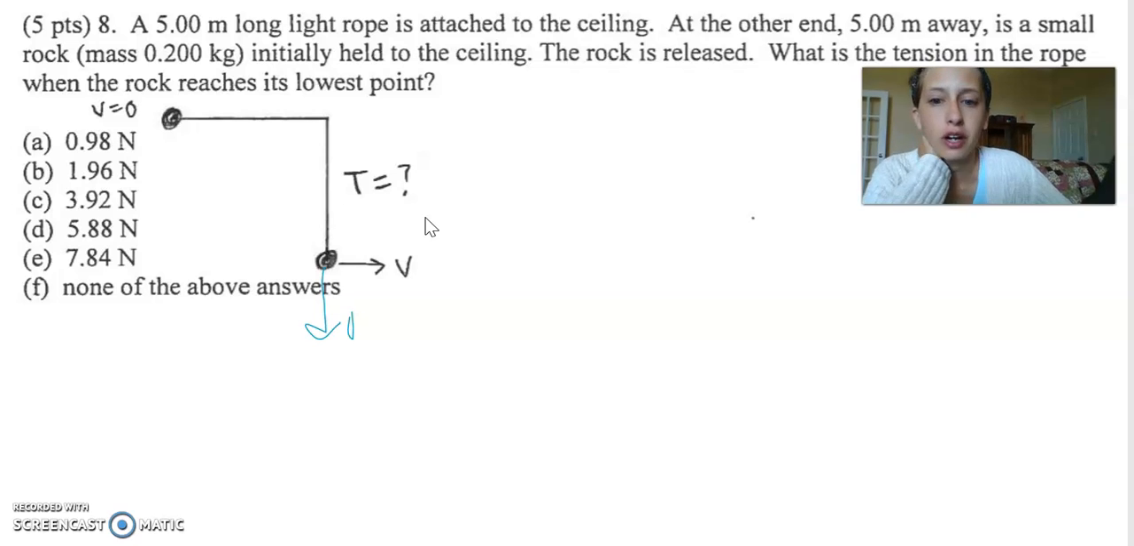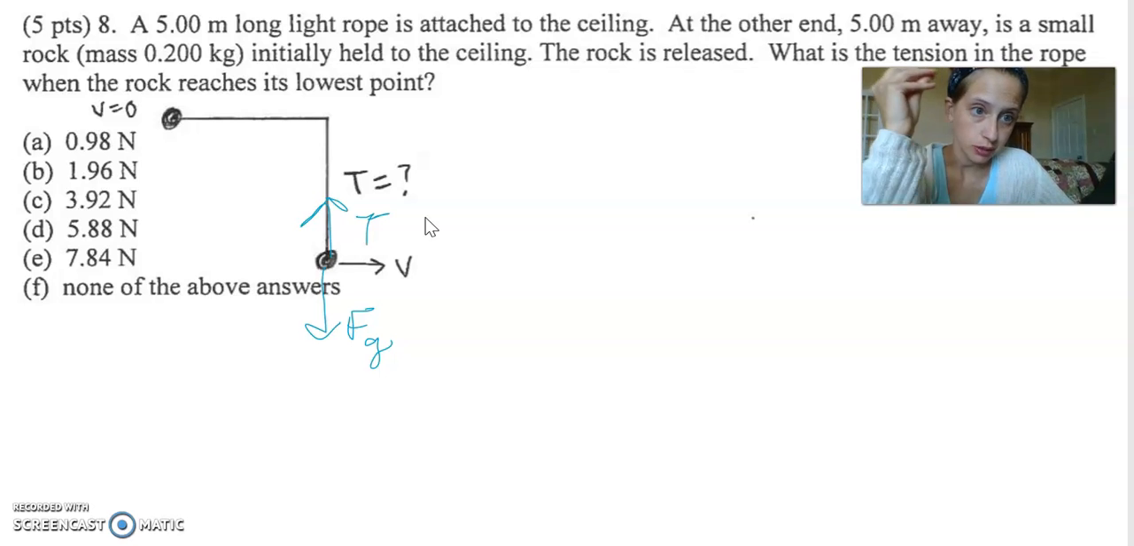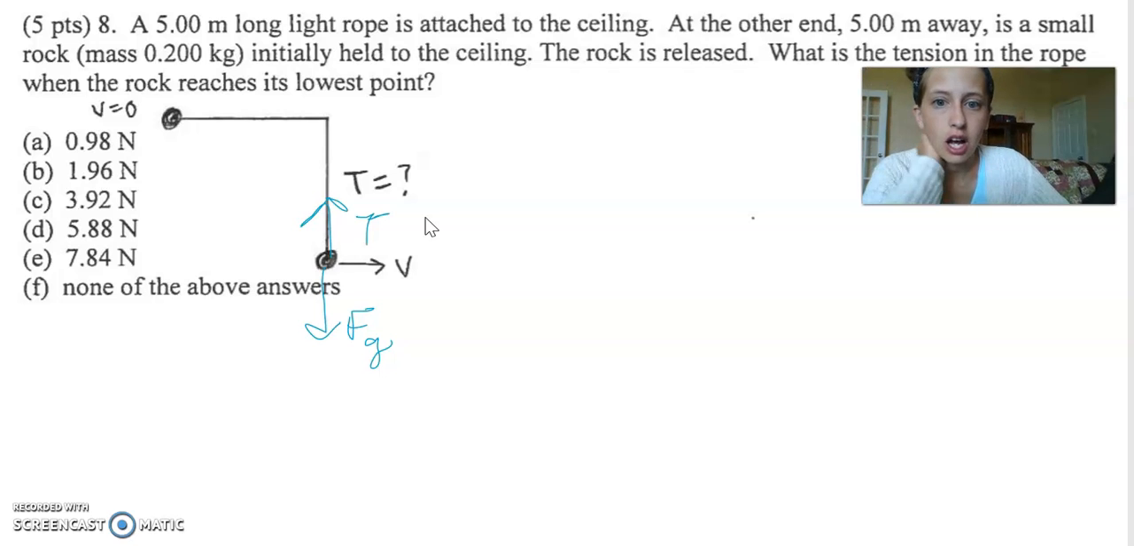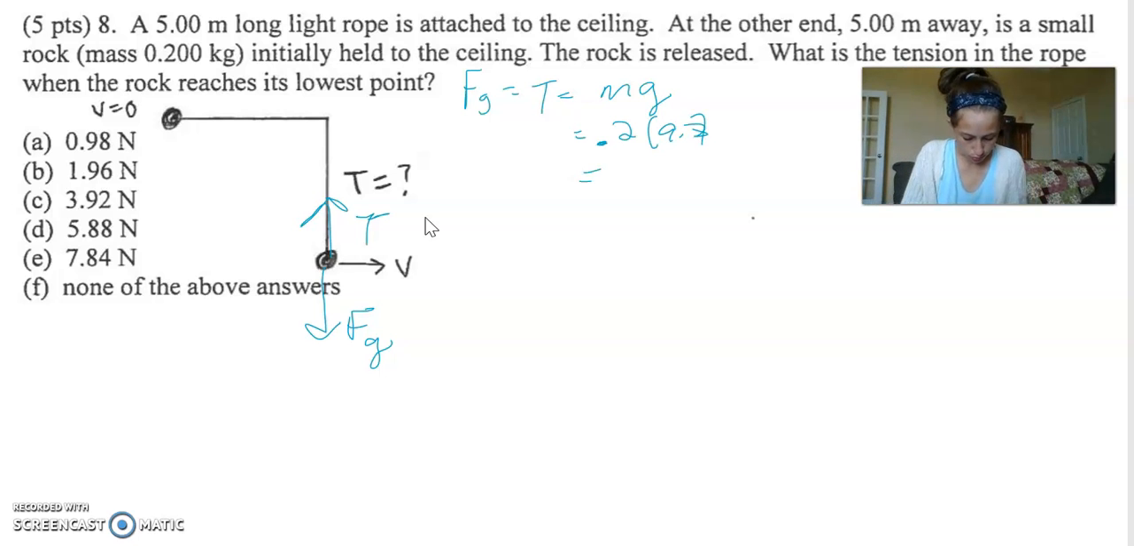Okay, so we've got gravity down here, tension holding this up. We're not sinking, we're not floating, so the tension has to be balanced out by the force of gravity, right? So Fg equals the tension. Fg equals mg since we're near the surface of the Earth. So the mass of the rock is 0.2, gravity is 9.8. Bada bing, bada boom. You multiply those. 1.96.